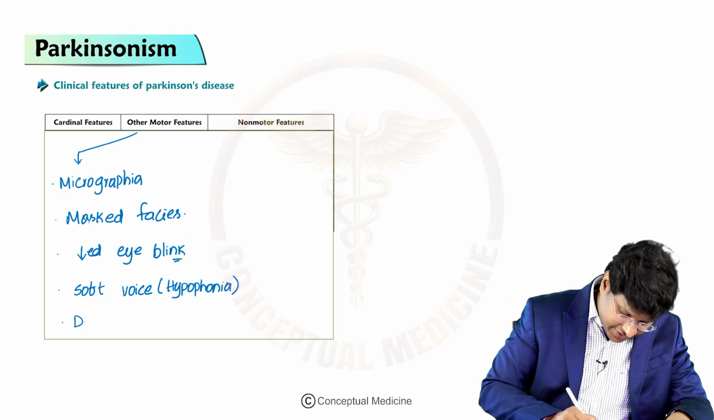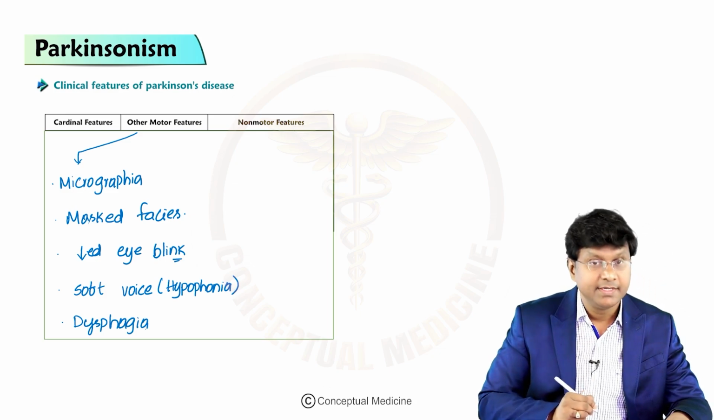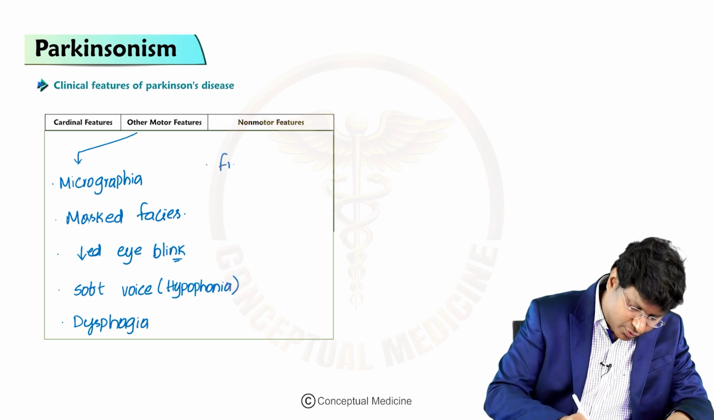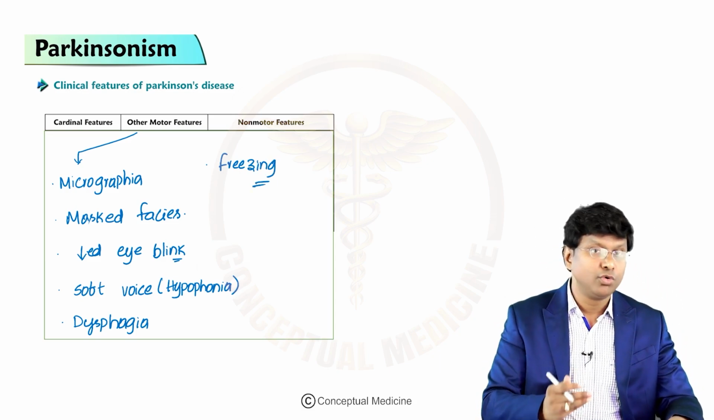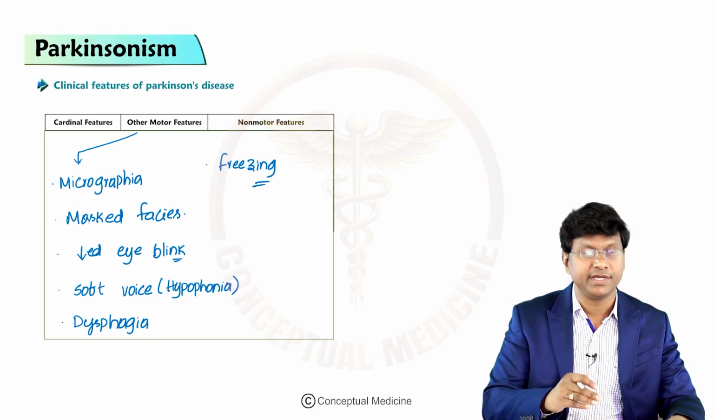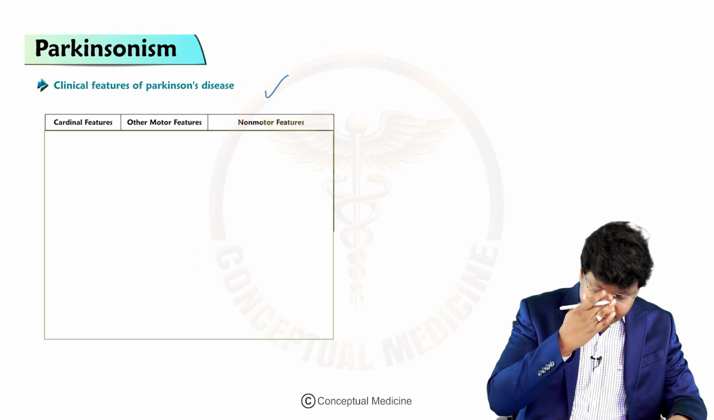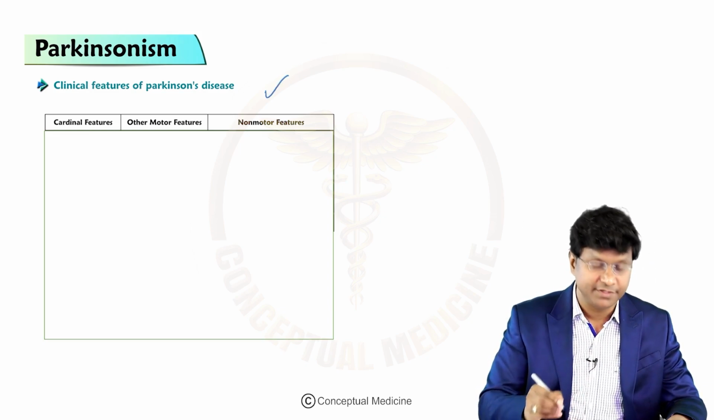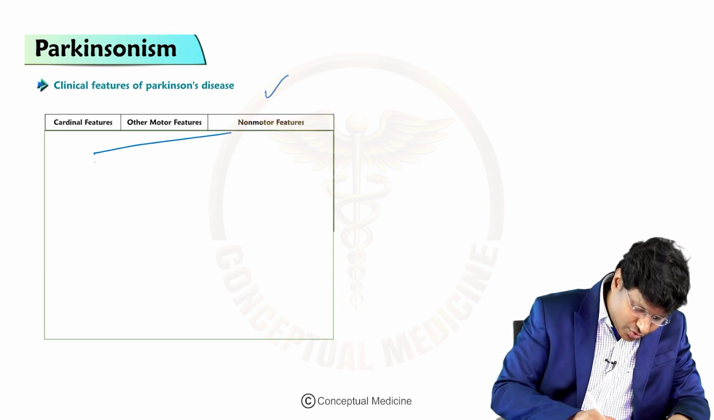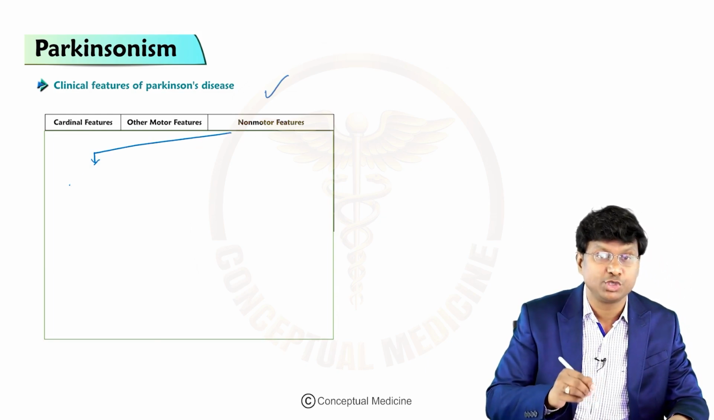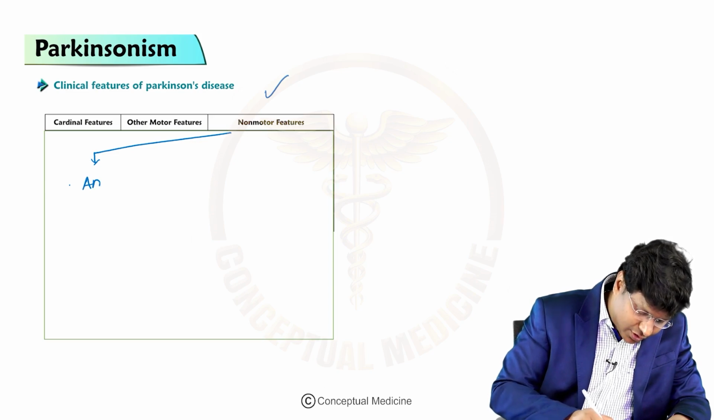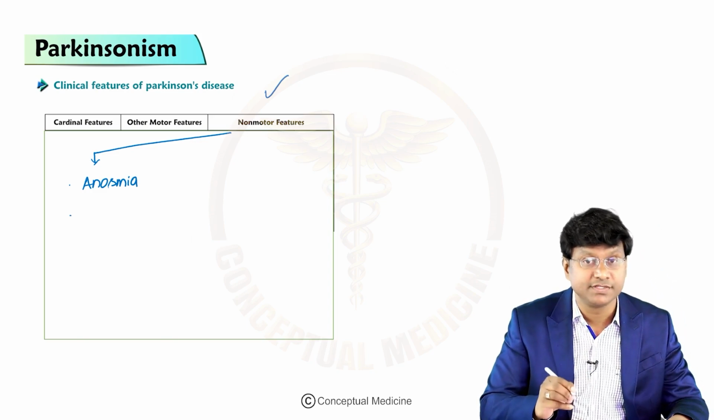And they also have difficulty in swallowing, that is called dysphagia. And they have the freezing movements, that is slowed movements. So these are the other motor manifestations apart from rigidity, akinesia, gait disturbance, and postural instability. And these individuals also have the non-motor features. These include loss of sensation of smell, that is called anosmia.